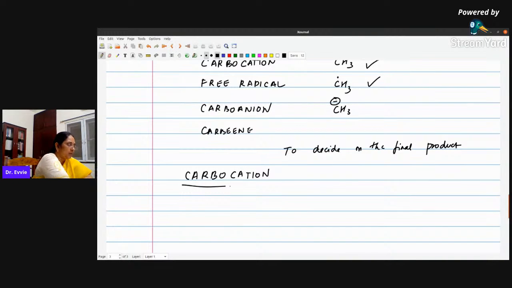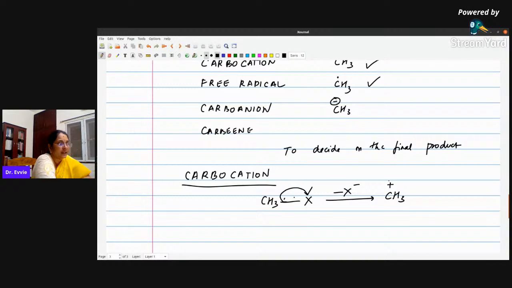Okay, so now how a carbocation is formed, I have told you, by heterolytic fission. That is, if I have some group X, and we know if X is more electronegative, what will happen? It will pull both the electrons to the X. So if I remove the X, which is minus, you will get CH3 plus. And this will happen as per the heterolytic fission.